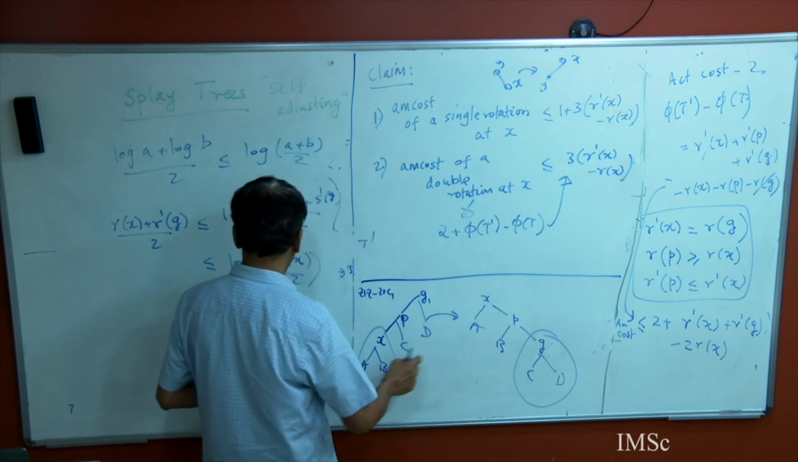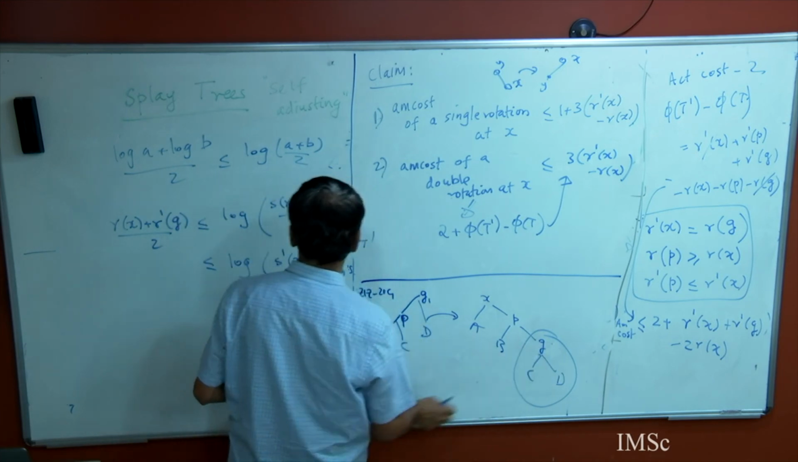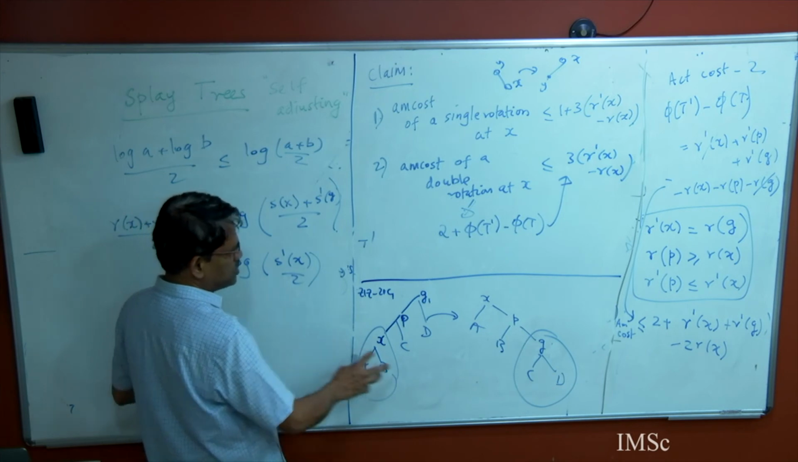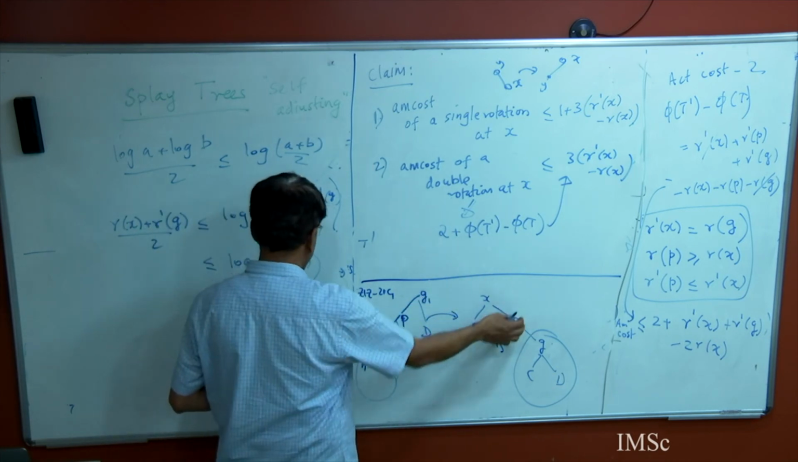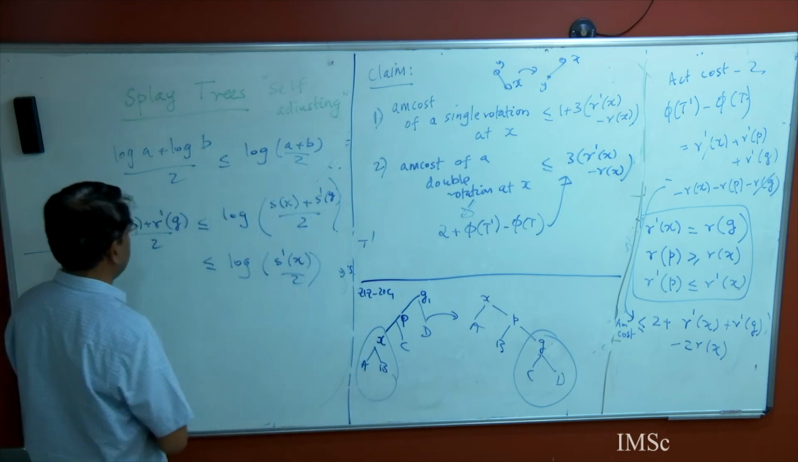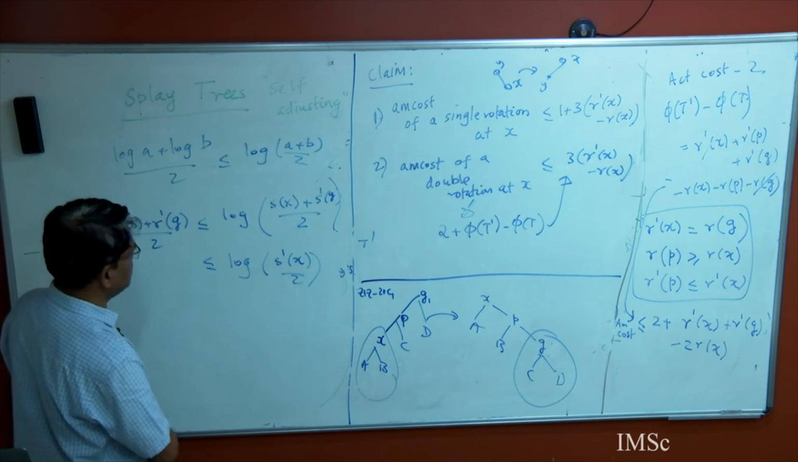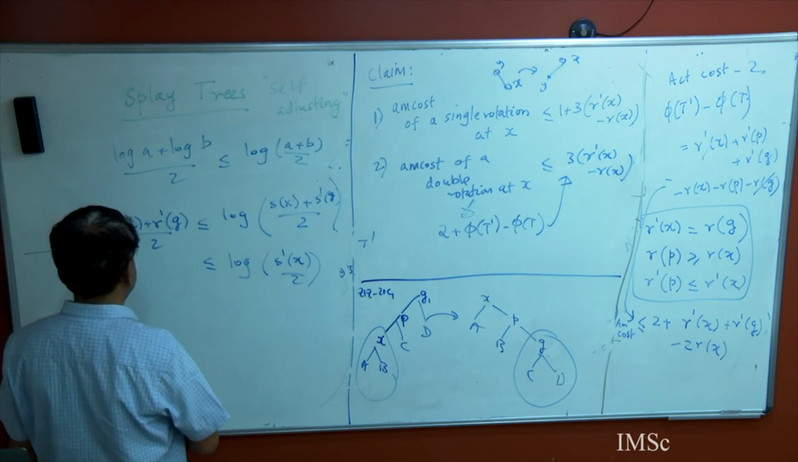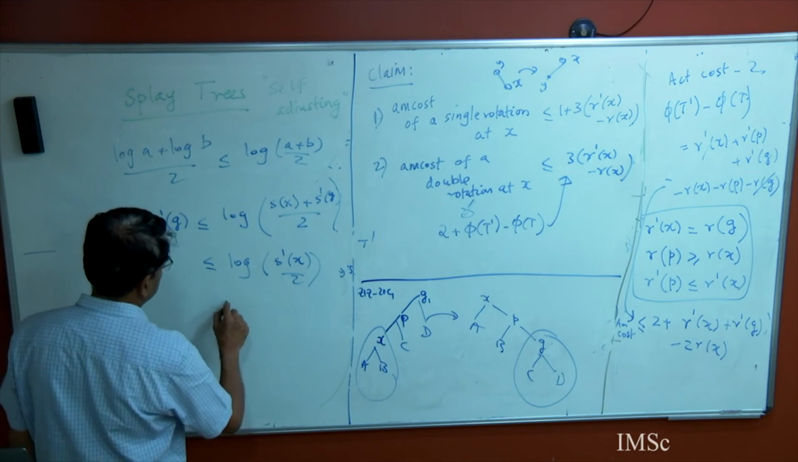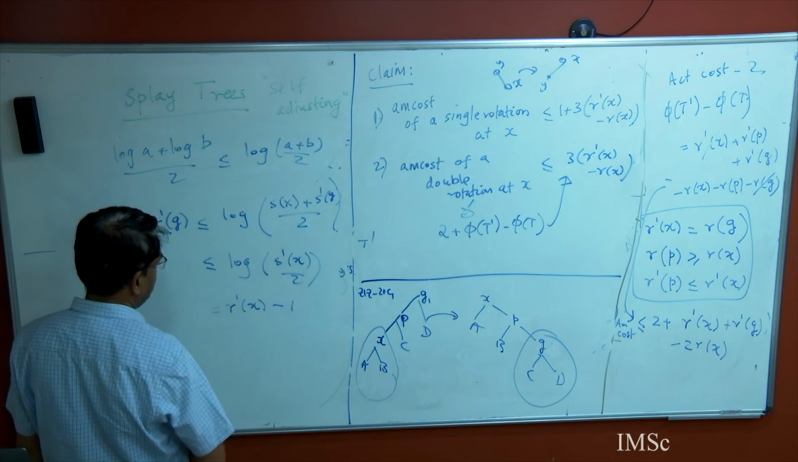So all I'm saying is that this sum, S of x plus S prime of g, is at most S prime of x, because S prime x has even more, for example, p. So now we are done, because what I have is r prime x, r prime g, and so on. So let's see, what do I get? So this is equal to r prime x minus 1, because log of S prime is r prime.